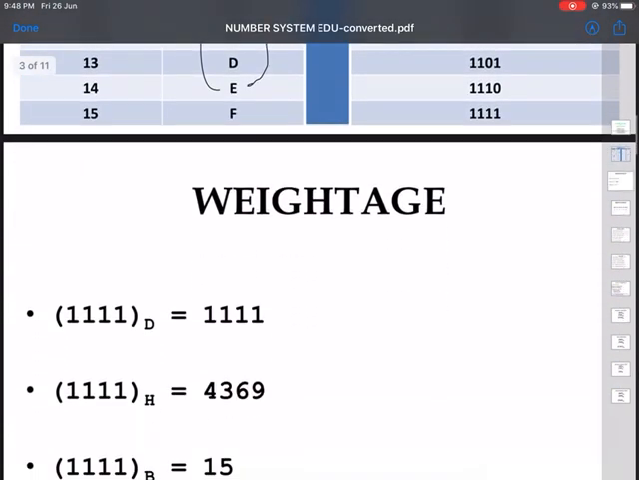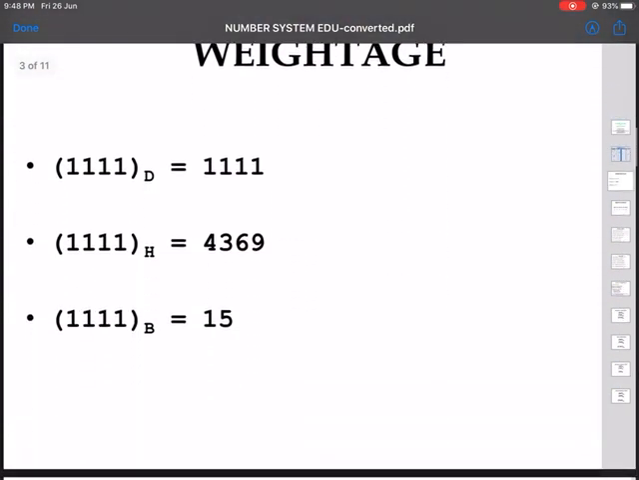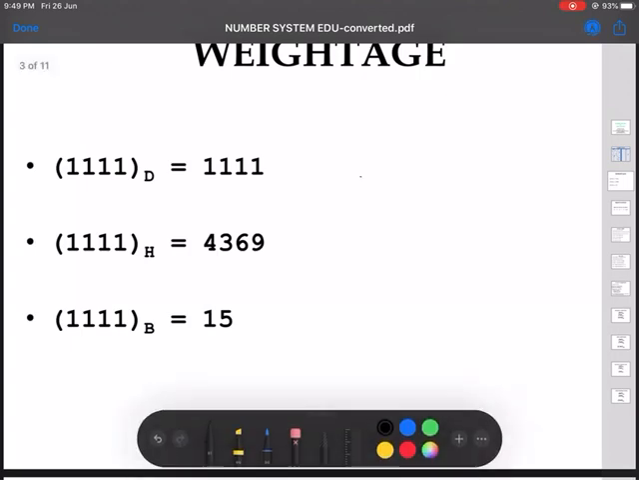Let's move ahead. As far as the weightage is concerned, it's very clear that the number 1111 looks similar, but actually its value is different. For example, when you talk in decimal, it is exactly 10 raised to 3 plus 10 raised to 2 plus 10 raised to 1 plus 10 raised to 0. Actually multiply with 1 everywhere. So it is understood, and it comes out to be nothing but 1111. This is the value in decimal.